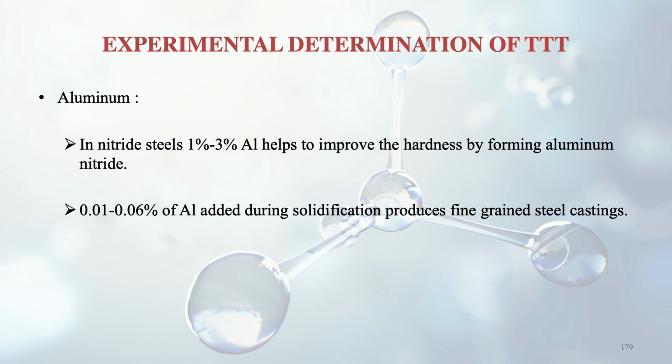And 0.01 to 0.06% of aluminium, when added during the solidification process, meaning the steel forming process, produces fine grained steel castings. So if we need fine grained steel, then this aluminium can be helpful, especially in case of steel castings.